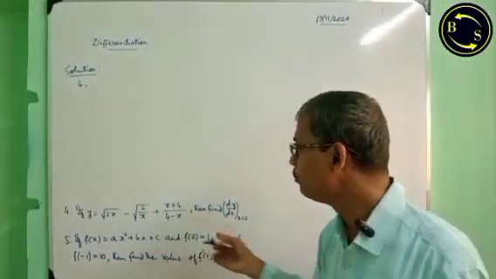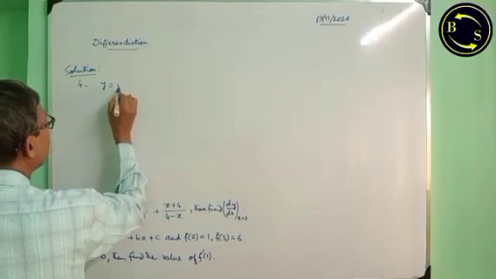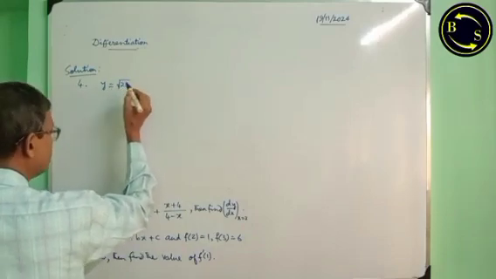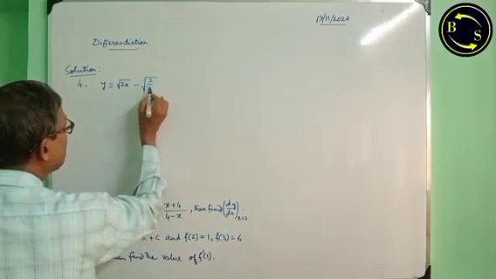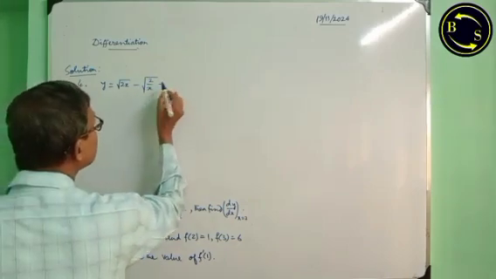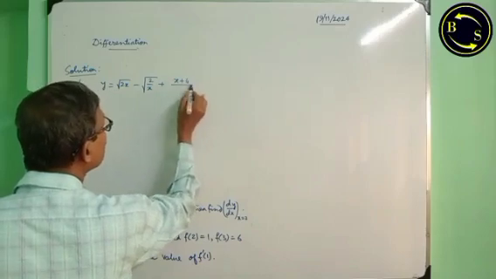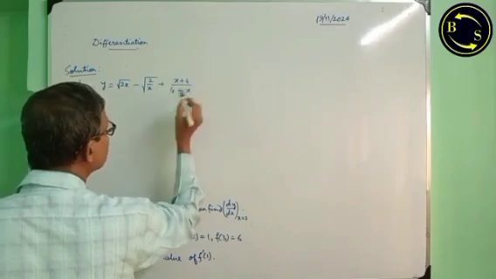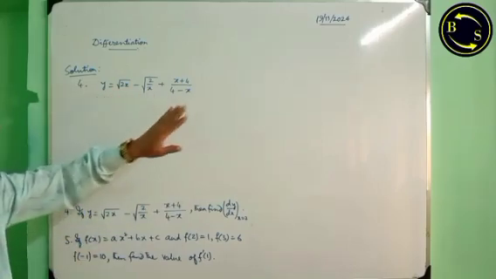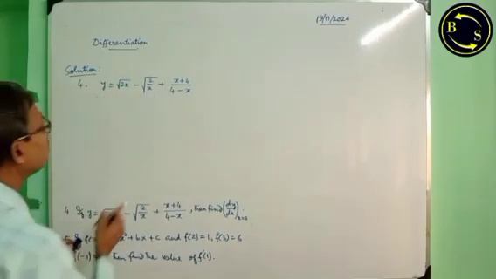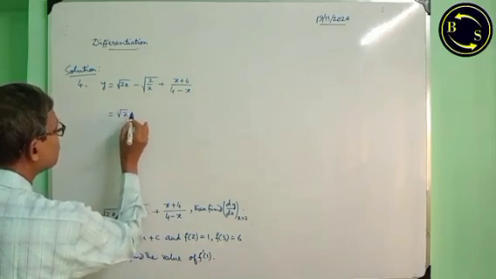Now sum number 4, y is equal to root over 2x minus root over 2 by x plus x plus 4 by 4 minus x. We see y is equal to this one. First of all, I write in the simplified form like this.